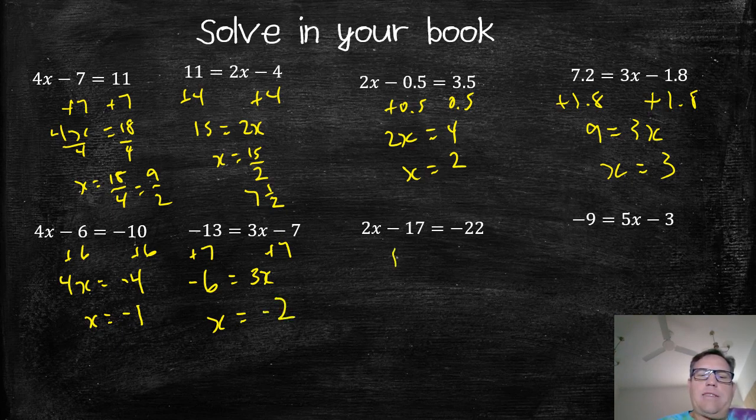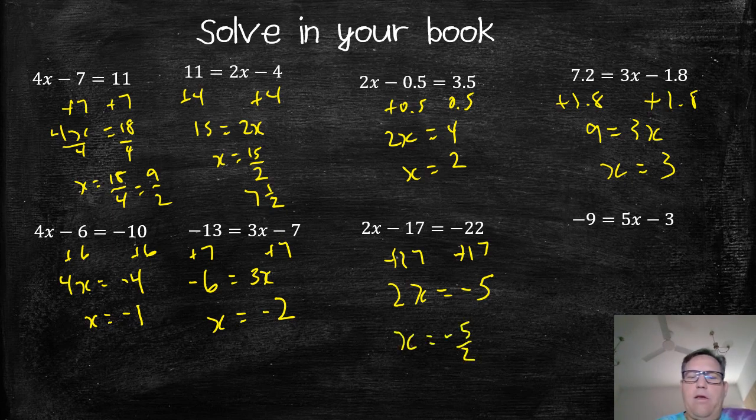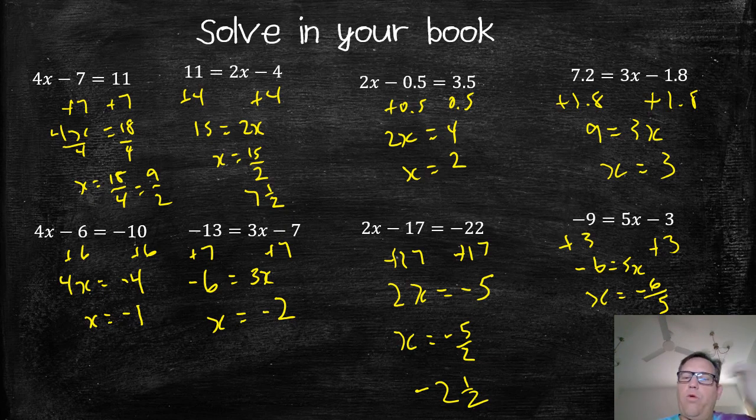The next one, we're going to add 17. So 2x equals negative 5. Divided by 2, x equals negative 5 over 2. You can leave it like that, or you can write it as minus 2.5. And then the last one, if we add 3 to both sides, we get minus 6 equals 5x. And if we divide by 5, x equals minus 6 over 5. And again, you can leave it like that, or you can write it as minus 1 1/5.